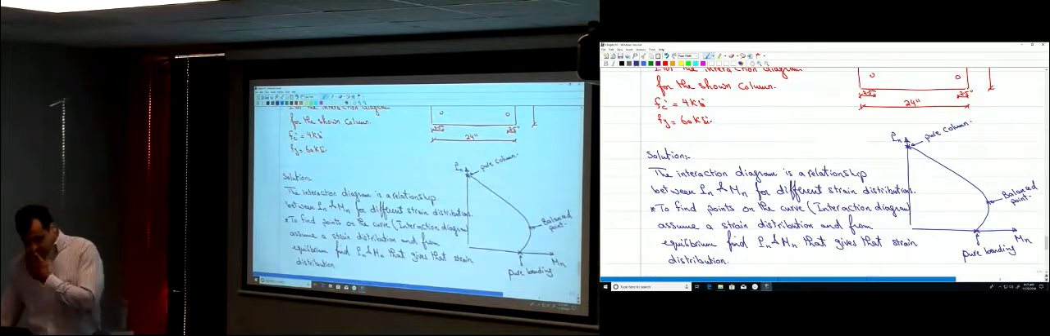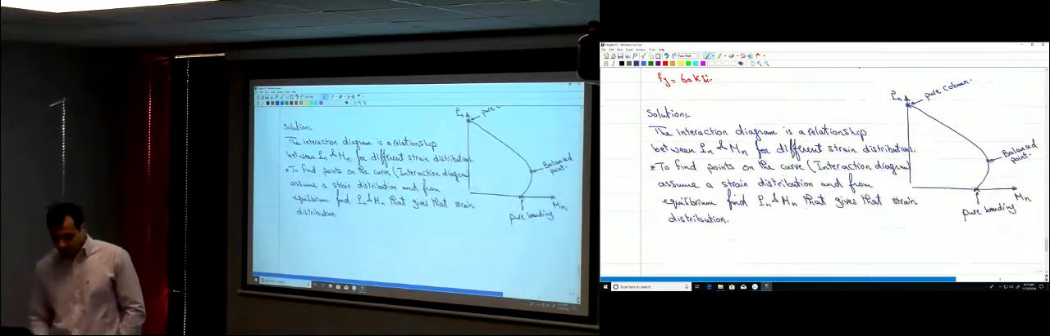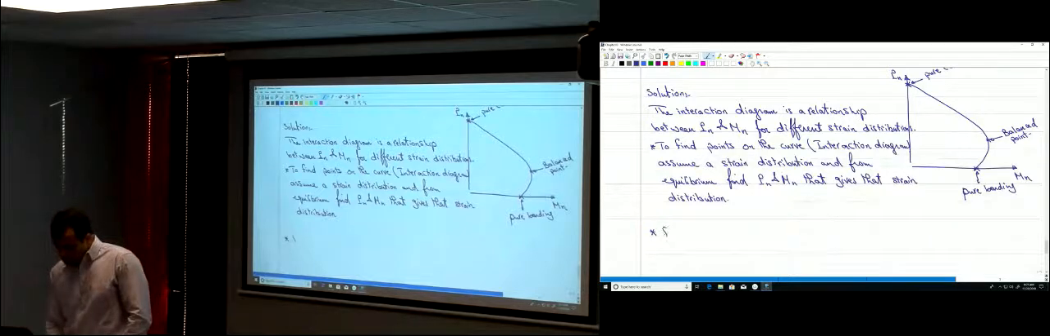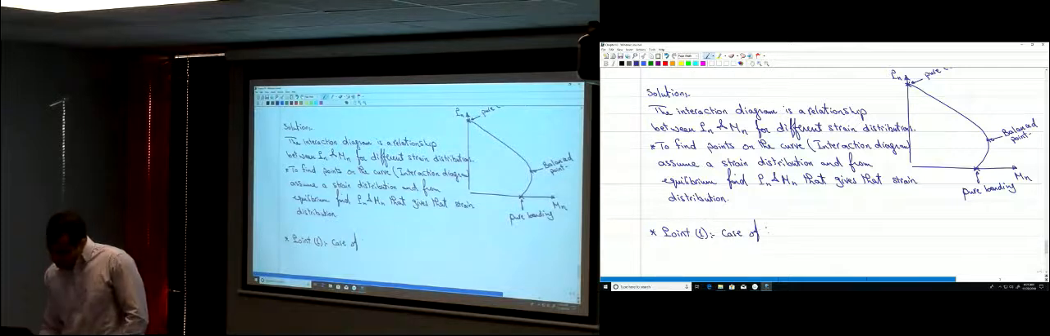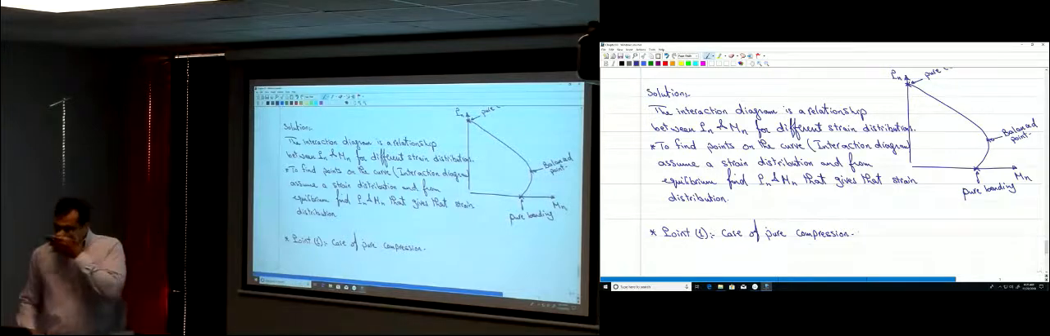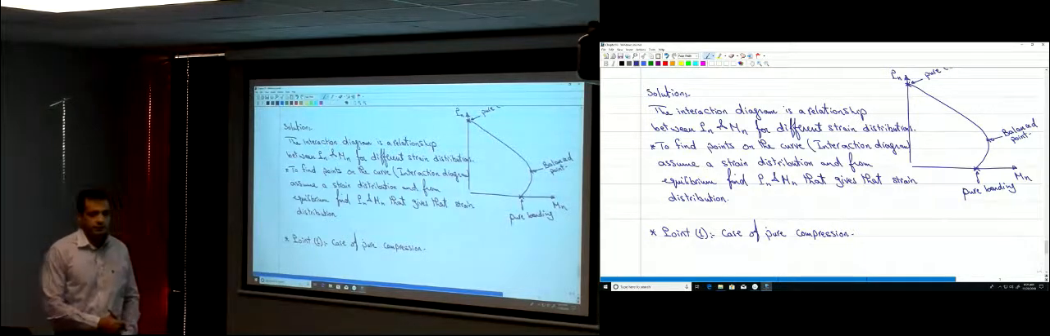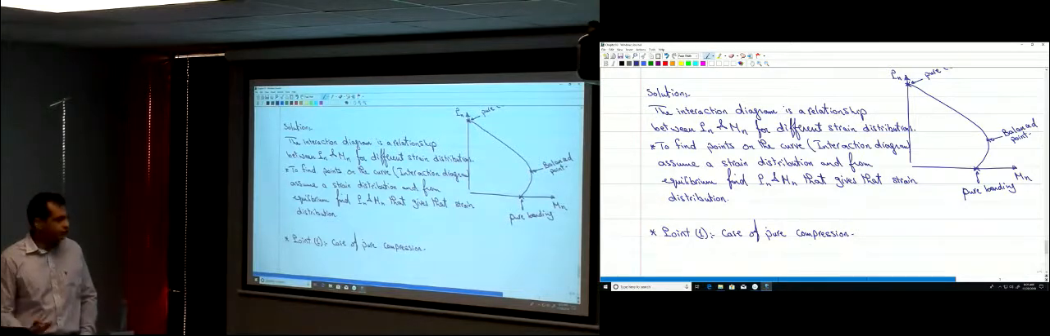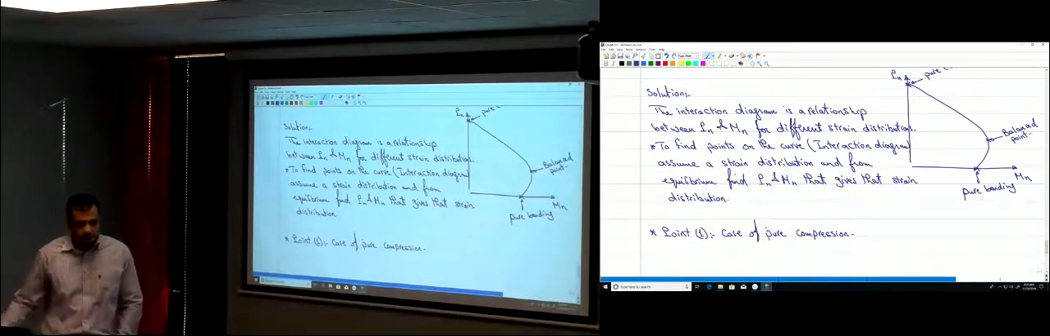So let's do this. Try to find point by point on that curve. So point 1, the first point on that curve, the case of pure compression, only compression. There is no moment. How much is Pn that gives you pure compression, the maximum compression nominal capacity of that column? Compression in concrete plus compression in steel.